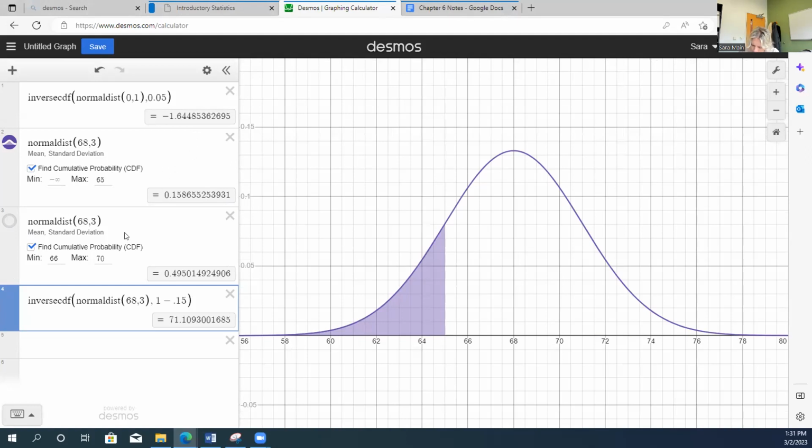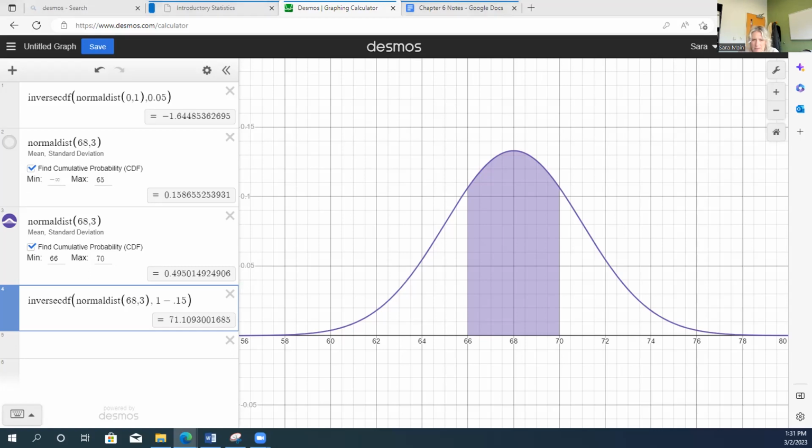Then the next one says, find the probability that a golfer scored between 66 and 70. So I have that one here. And look, we have 2 clear boundaries. You can see the purple shaded area on the graph, 66 and 70. And that likelihood is 0.4950. So about 50%, the middle 50%.